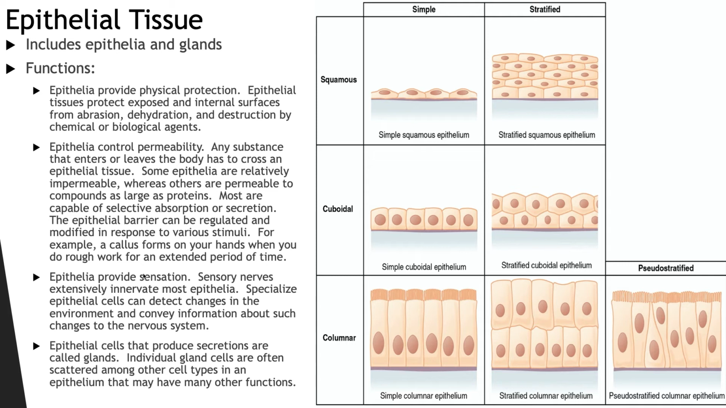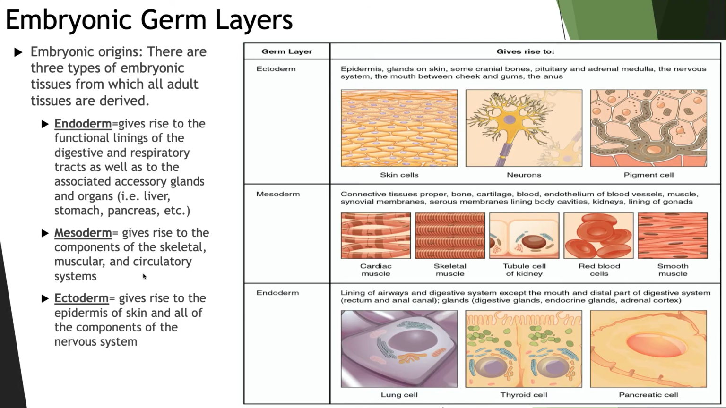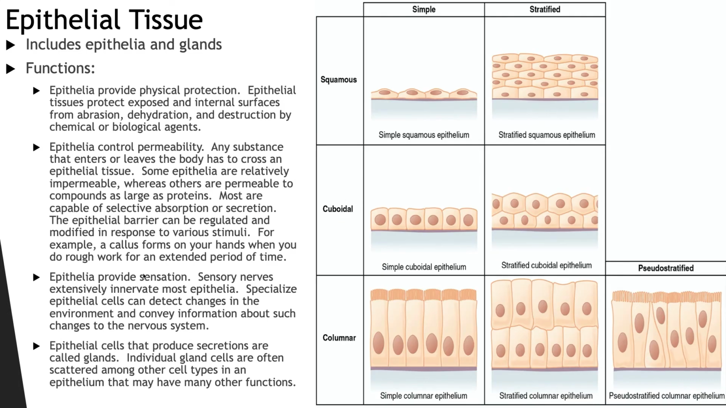They also help to provide sensation, and we'll talk about that more when we get to the integumentary system. But they can detect changes in the environment and convey information such as changes to the nervous system. That shows you a connection if you go back to the ectoderm, which gives rise to the skin and the components of the nervous system. This makes sense, that it is able to transmit sensory information. They also help to produce secretions onto the body and are often scattered amongst other types of cells.